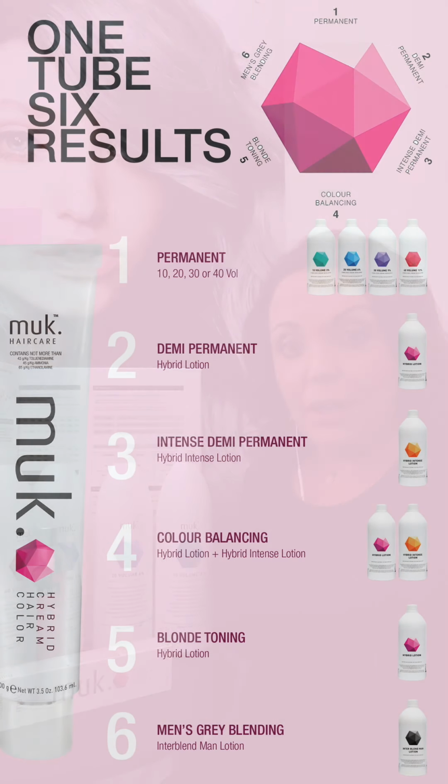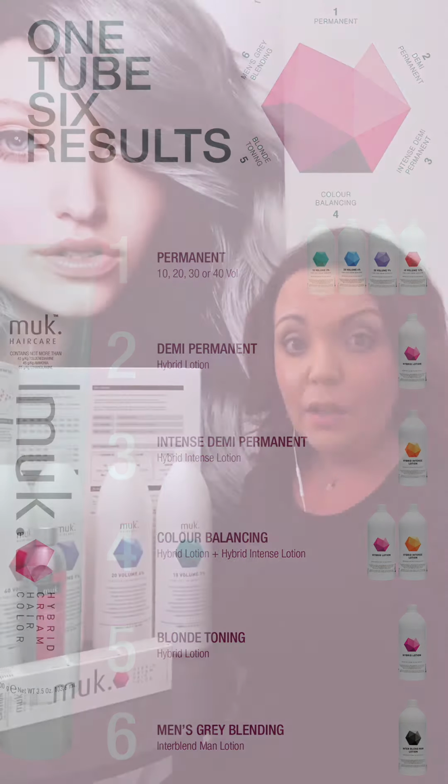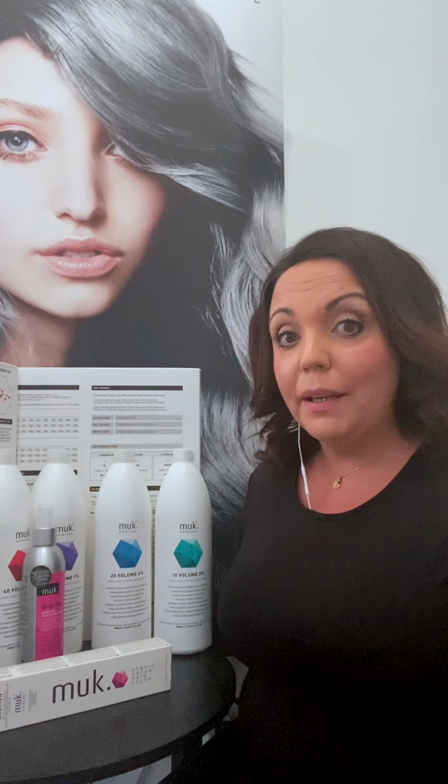When you're wanting to do your blonde toning, like I said, you'll use your hybrid lotion. When you're wanting to do your interblend man, that is where you almost just want to camouflage the gray and you don't want a blanket coverage. When doing men's gray blending, you will use your interblend man lotion. So those are the main functions of the lotions. Like I said, throughout these segments, I will be covering and touching on the 3 technologies as well as what each lotion does in depth.